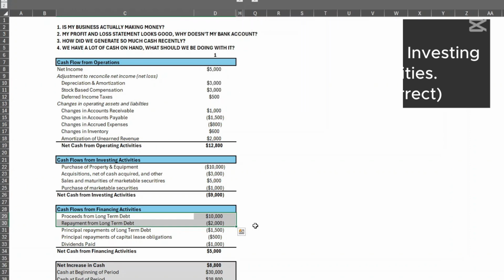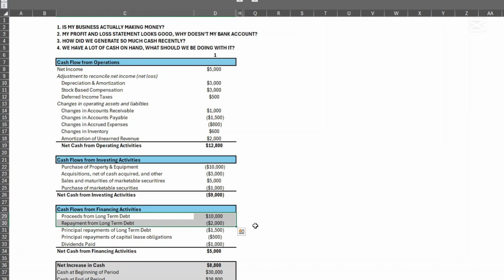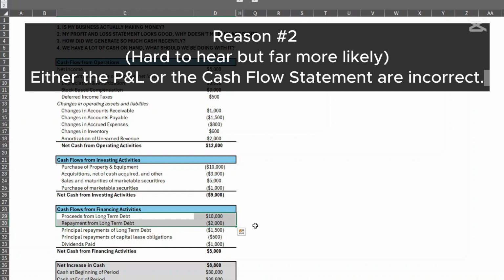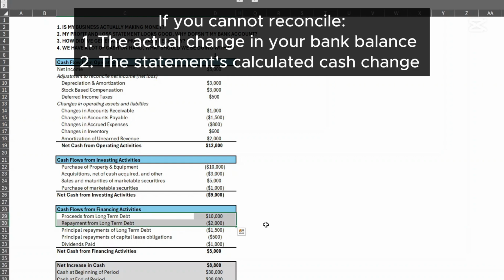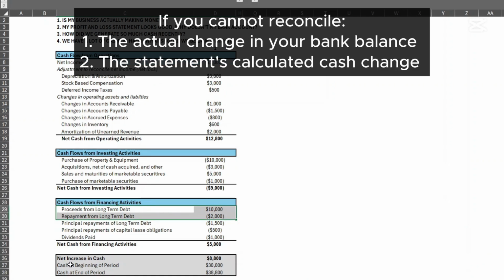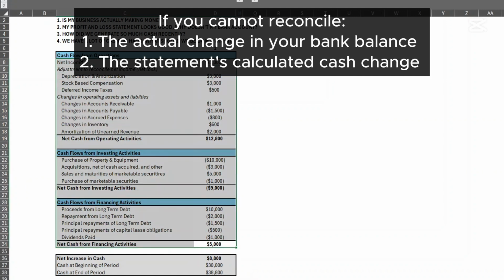Now, the other reason that an owner might be seeing this mismatch between their profit and loss statement and their bank account is that their profit and loss statement is simply not being prepared correctly. I know that might be difficult to hear, but that is far more likely the case here. And the way that you'll know if this is the case is simply if you're unable to reconcile the change in your actual bank account numbers and the preparation of this particular statement.